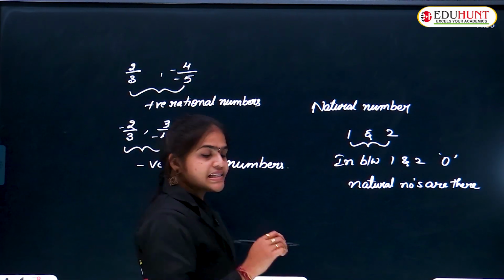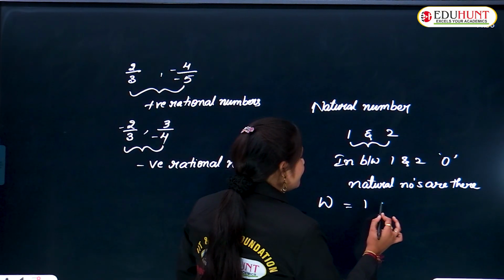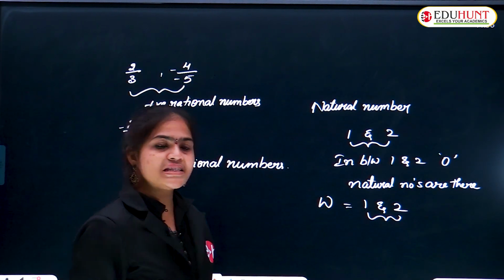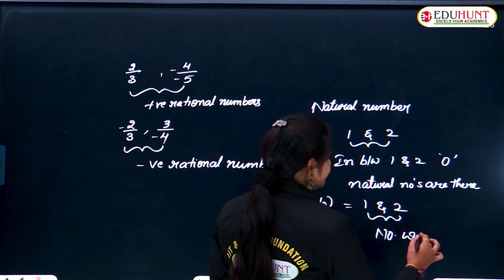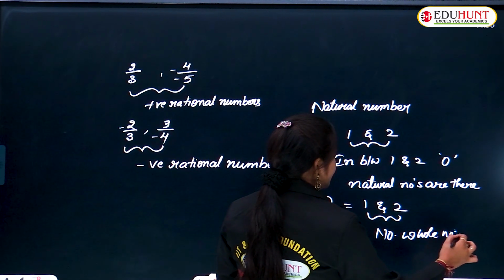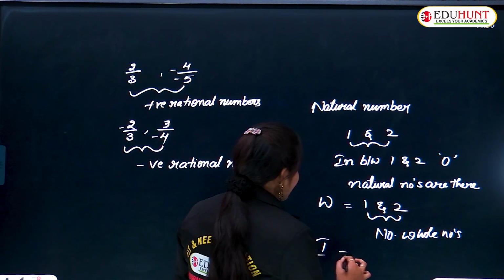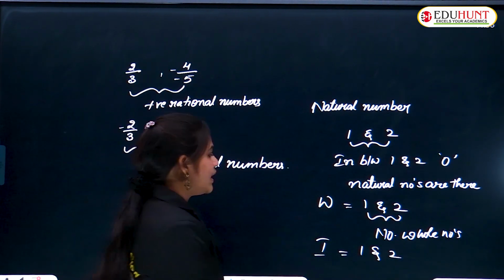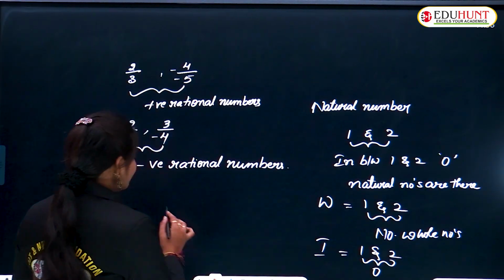Understood? And in the same way, in whole numbers, in between 1 and 2, how many whole numbers are there? Again, no whole numbers in between those two. Okay. In integers, in between 1 and 2, how many integers can exist? Here also 0. Okay. Now come to rational numbers.